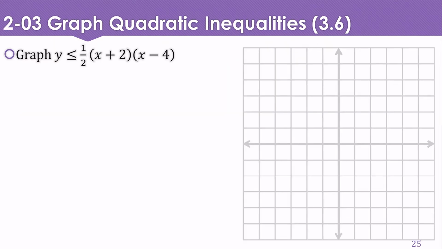All right, here we are. Let's graph this. This is in intercept form. It's a times x minus p times x minus q. So I can see p, this would be like minus a negative, so p is negative 2, q is 4.